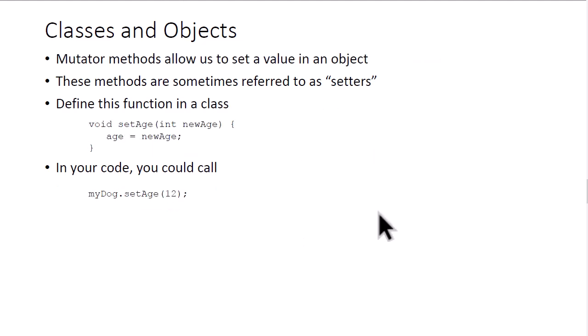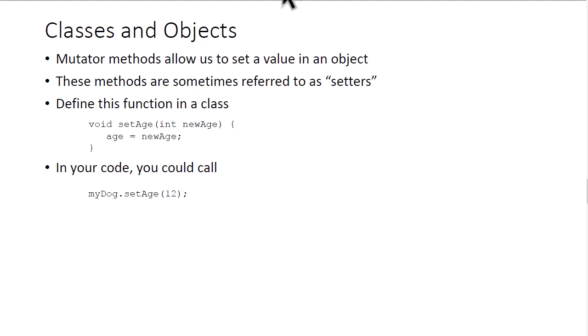Let us take a look now at a different type of method. The next type we're going to look at is a mutator method. Now, mutator means mutate, and mutate means change or set. It's also referred to as a setter method. A setter method allows us to set a value in an object. Since we don't have direct access to those fields, we can only access them through setter methods, and this is how we would do it.